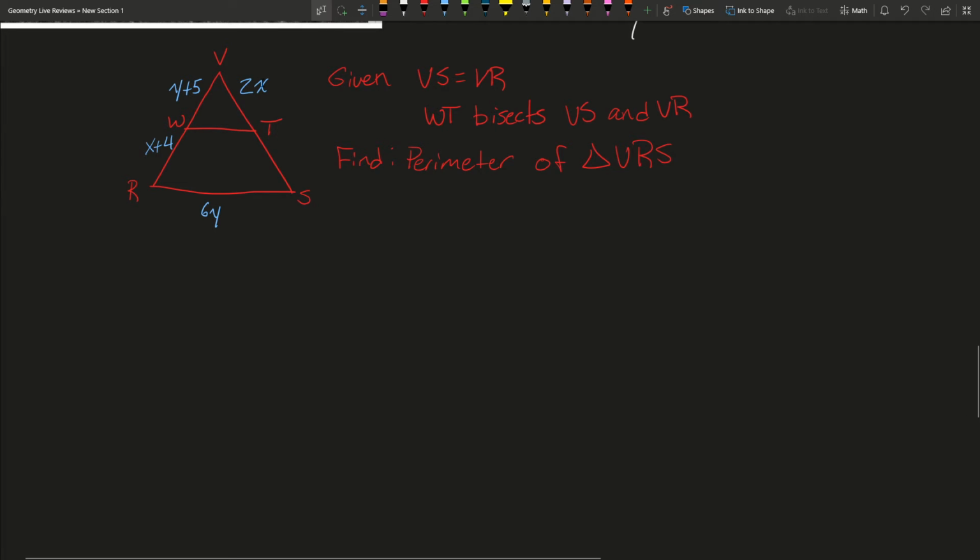All right, 29. So 29 is, we're given that VS is equal to VR, and we're given that WT, the center line, bisects VR and VS. And we're trying to find the perimeter of this entire thing. This is more of an evaluate than a proof, but we can do it in proof format. I'm just going to do a squiggly line so I don't have to copy everything that's given. It's all right there.